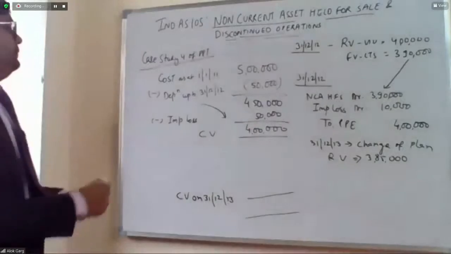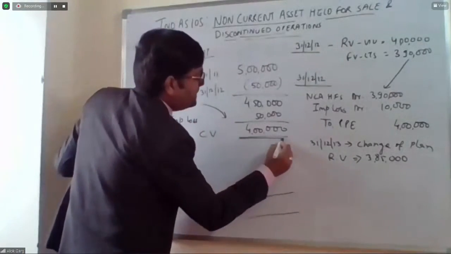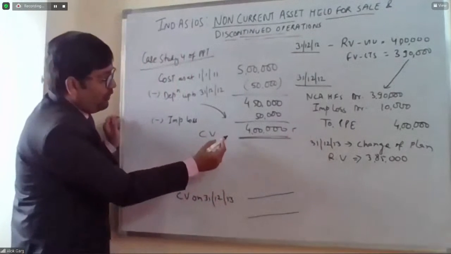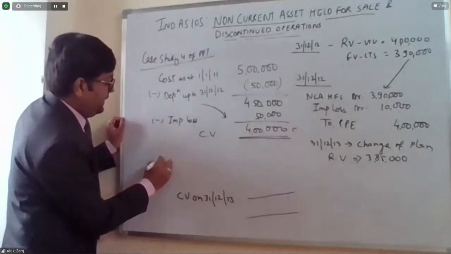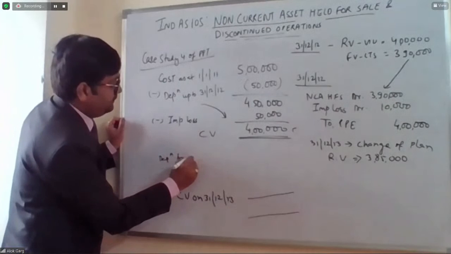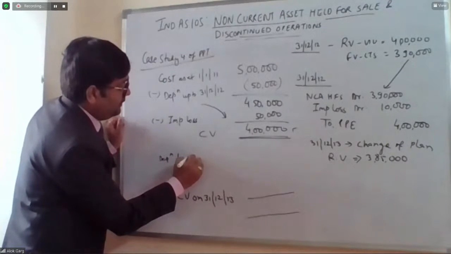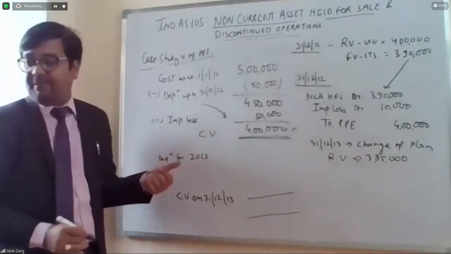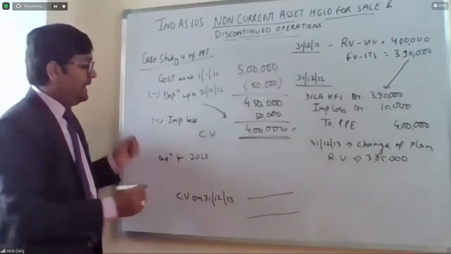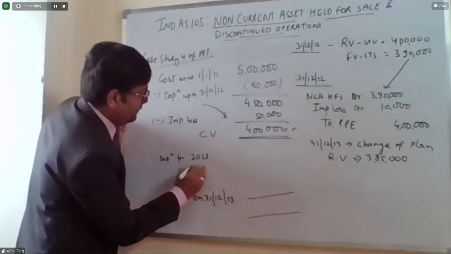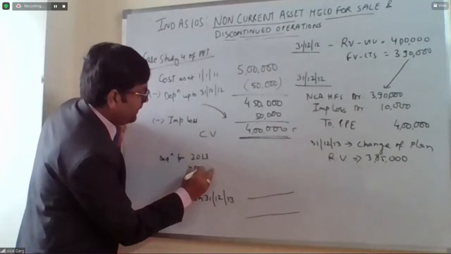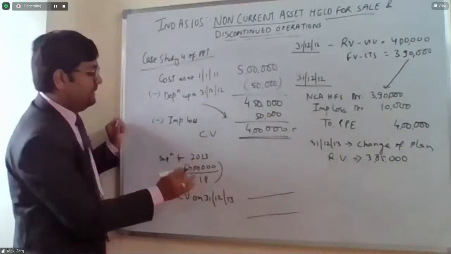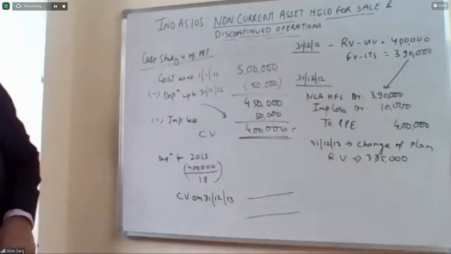So friends, the carrying value as per IND AS 16 before classification as held for sale was 4 lakh. So this 4 lakh is going to be depreciated. Depreciation for 2013, that is up to December 13. What is the depreciation? It is 4 lakh divided by, what is the life? 4 lakh divided by 18. So 18 years have been left. 4 lakh divided by 18.